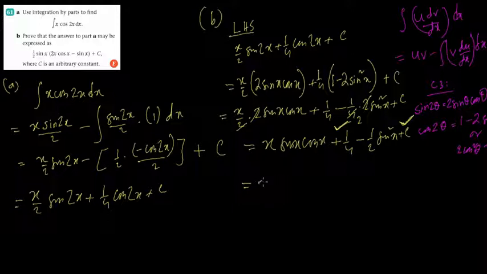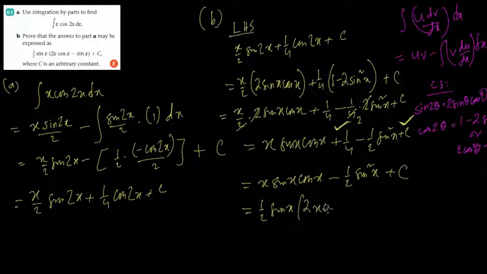I can write this as x sine x cos x minus half sine square x plus c, arbitrary constant for this two. If I take half sine x common, it would be 2x cos x minus sine x plus c. You can check by multiplying half sine x into this 2, and 2 cancels, it will be x sine x cos x. So this is x sine x cos x, it matches. If you multiply half sine x with this, it will be half sine square x, half sine square x, it matches. So this is proved.